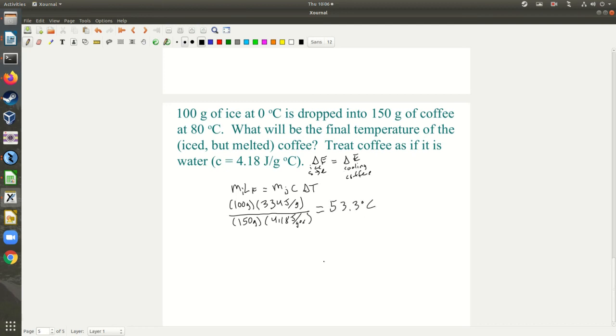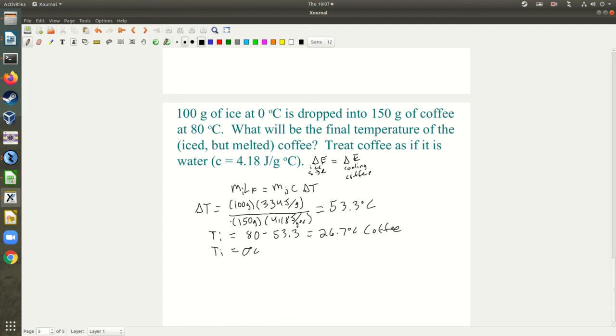53.3 degrees Celsius. So that's my change in temperature of the coffee. Now, I kind of had you do that in the lab. Just say, okay, this is the change in temperature of the coffee. That means that the final temperature of the coffee is now going to be 80 minus 53.3, which is 26.7 degrees Celsius. And so that's for my coffee. Too many C's here, I'll just write out coffee. And then my initial temperature for ice, that is now water, is going to be 0.